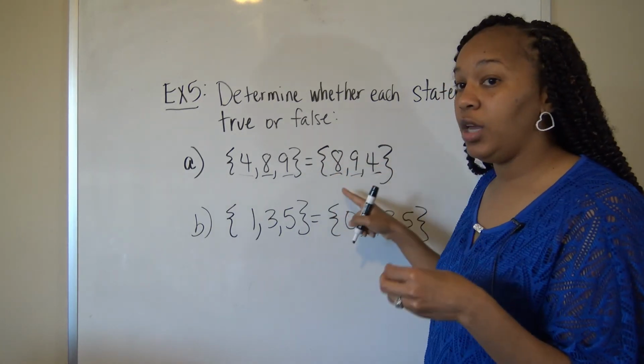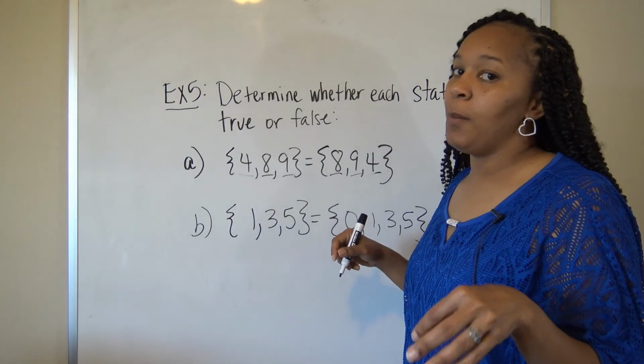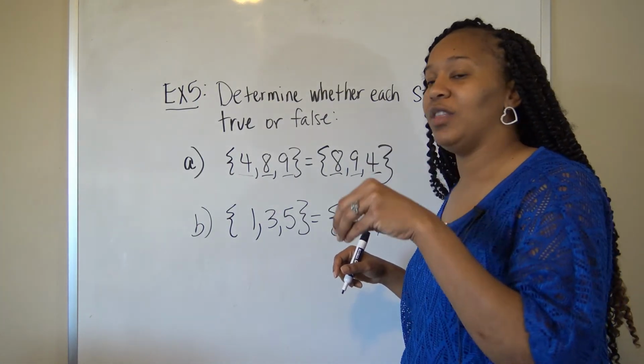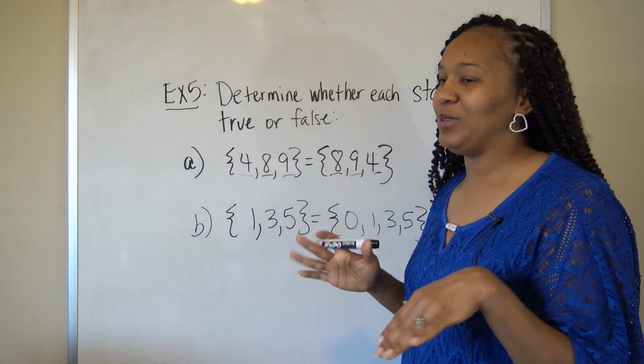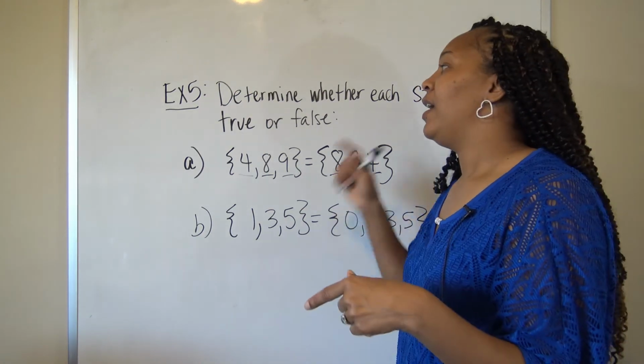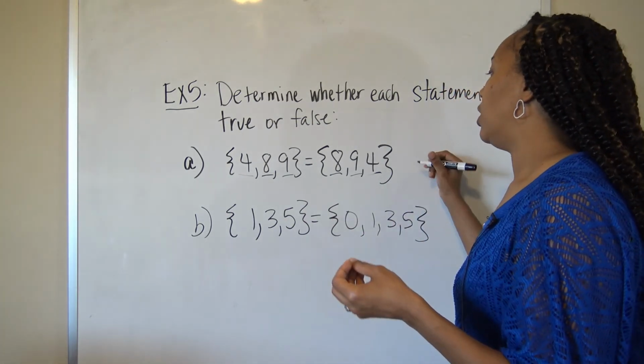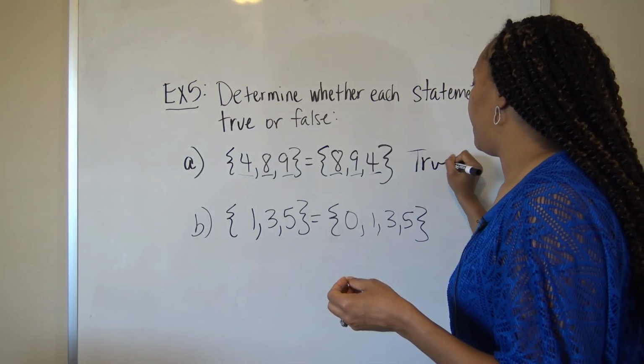Those are equal sets. And notice, if they're equal, they're also equivalent. But if they're equivalent, that doesn't mean that they're equal. I know it might be a little confusing, but just know, equivalent is only counting the number of elements in the set, and equal is actually looking at what's in the set. So this one would be true, okay?